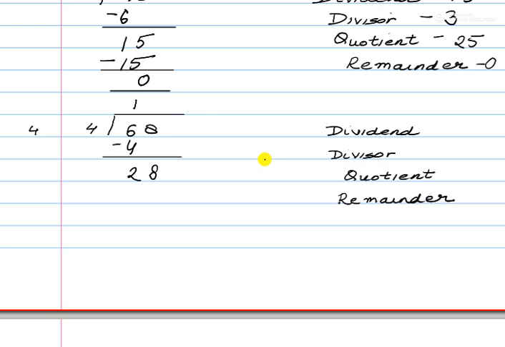4 times 1 is 4, 4 times 2 is 8, 4 times 3 is 12, 4 times 4 is 16, 4 times 5 is 20, 4 times 6 is 24, 4 times 7 is 28. So we write 7 on the top. 28 at the bottom, subtract 28 minus 28 and we get 0 as the remainder again.